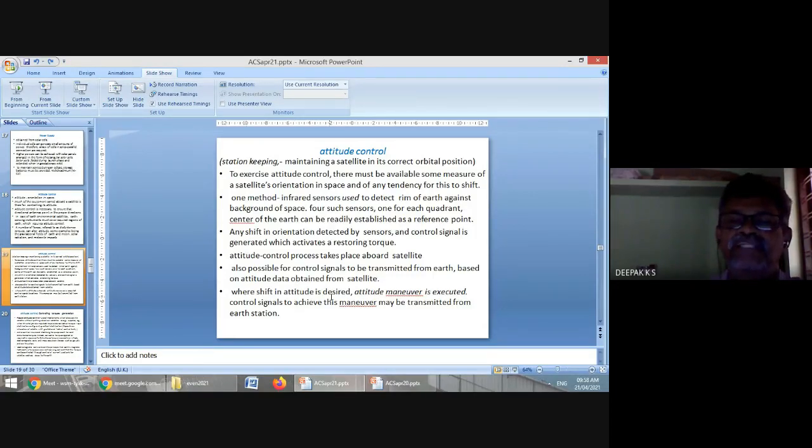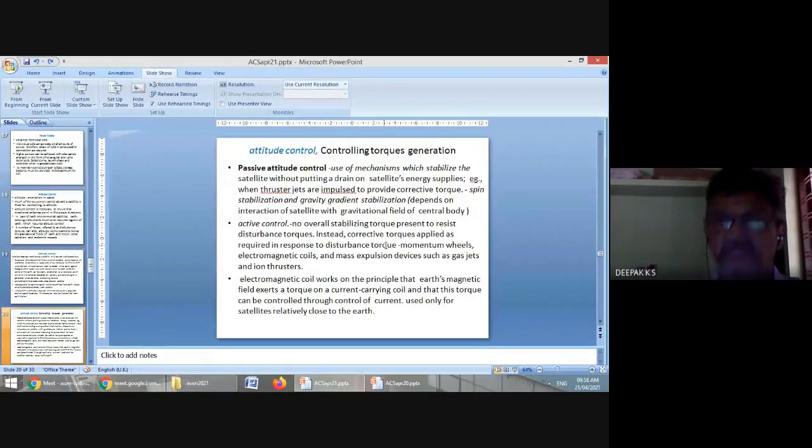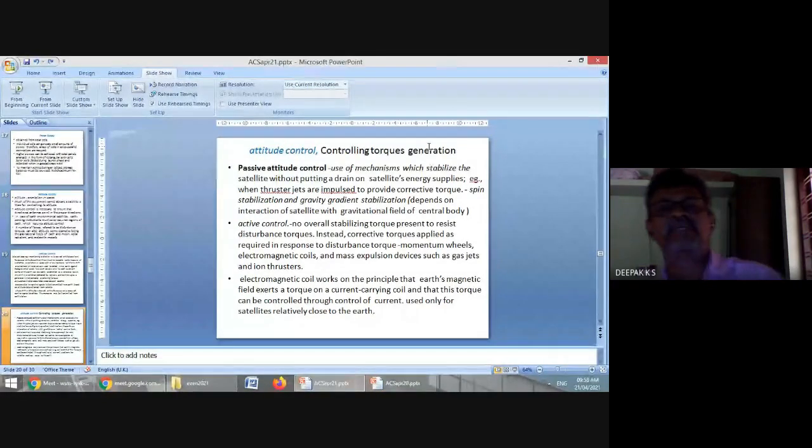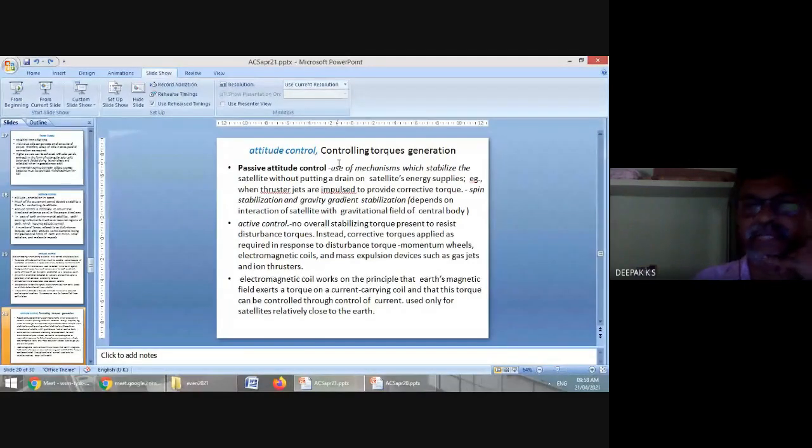When a shift in attitude is desired, an attitude maneuver is executed. Control signals to achieve this maneuvering may be transmitted from the Earth station. The appropriate maneuvering has to be done, so some balancing torque or restoring torque has to be generated. So we have to generate the controlling torque. There are various mechanisms to generate controlling torque.